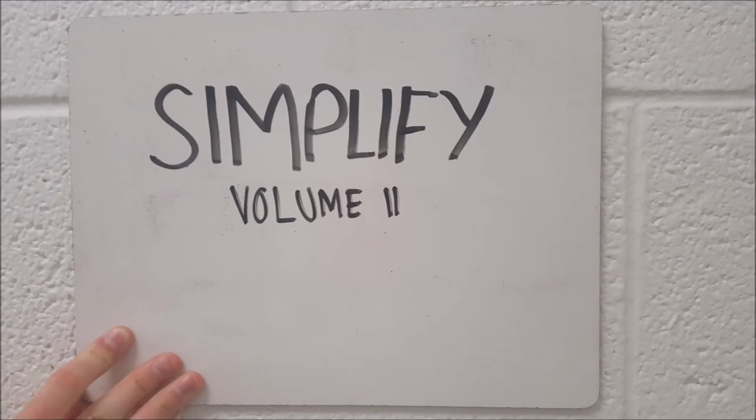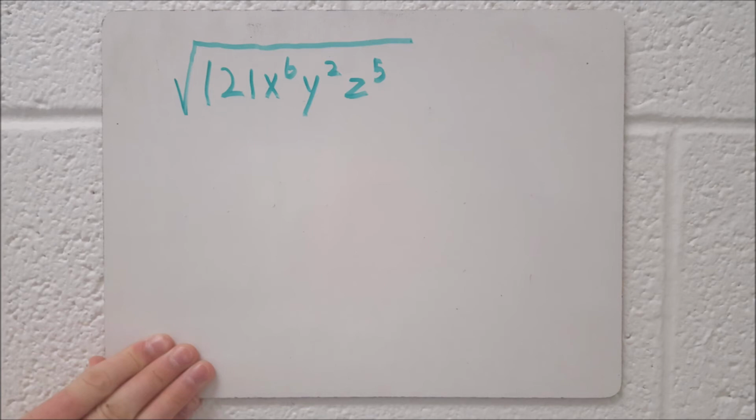Here's another example of how to simplify. For this next example, it requires you to simplify the square root of 121 times x to the 6th times y to the 2nd times z to the 5th.